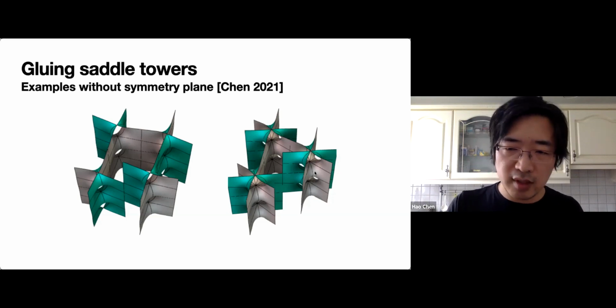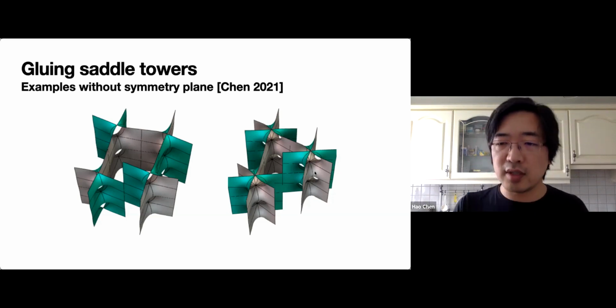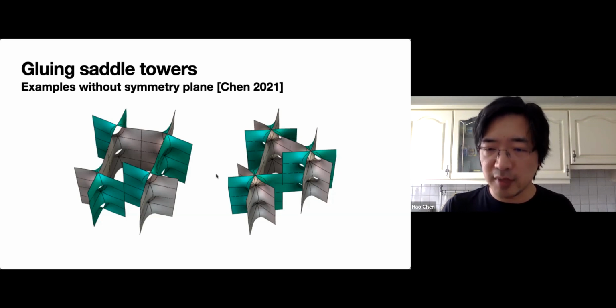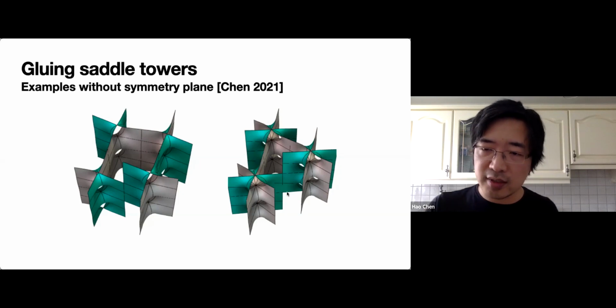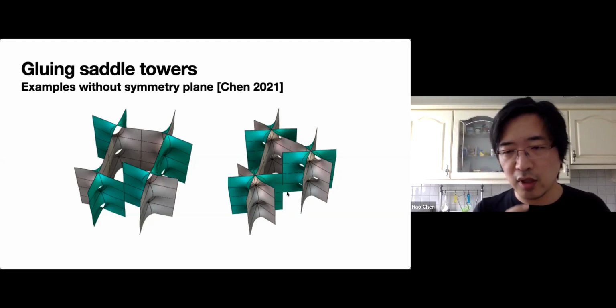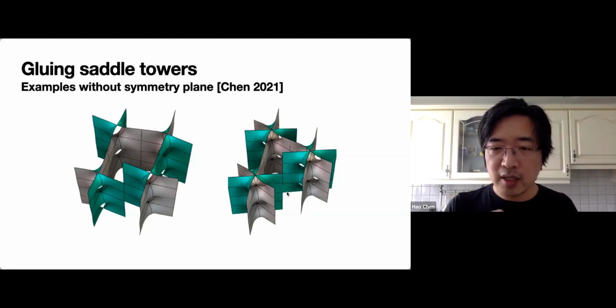In fact, I recently constructed concrete examples of periodic minimal surfaces that have saddle tower limits. These are actually deformations of the gyroid, but they do not admit any horizontal reflection plane. So my goal is to remove the assumption of horizontal reflection planes. How can I achieve that?